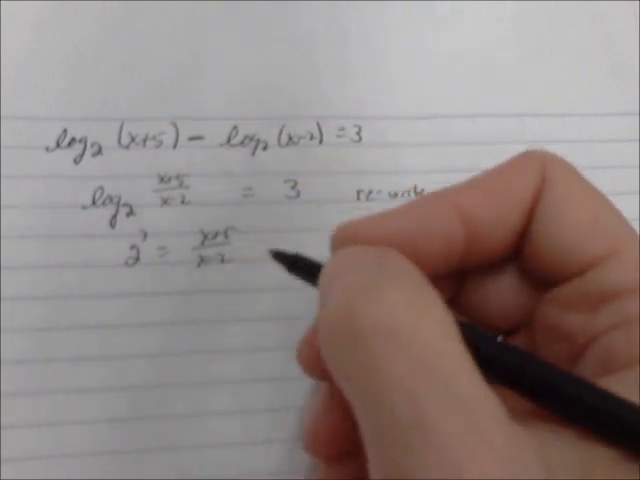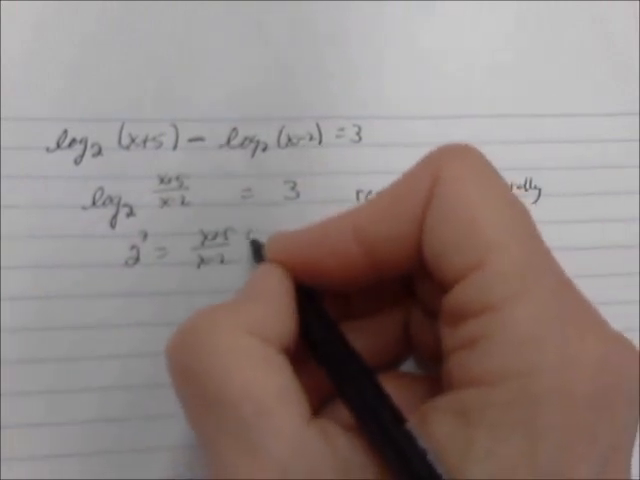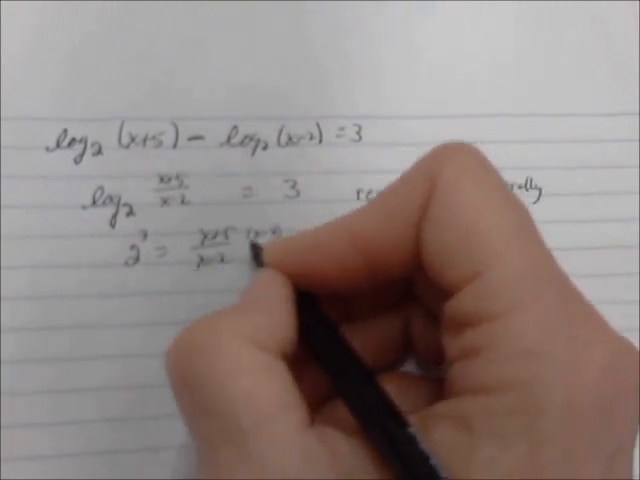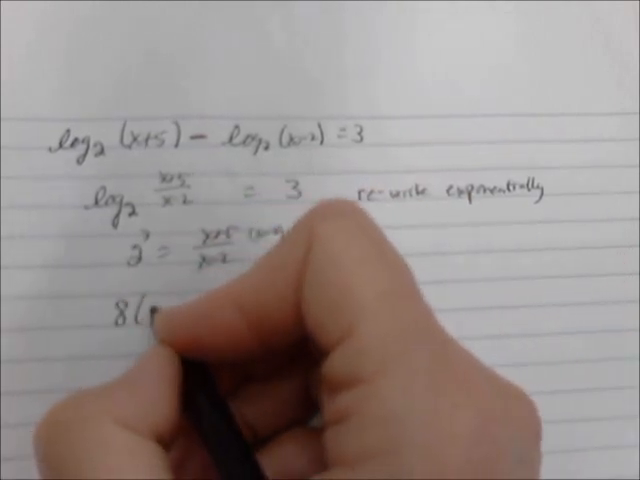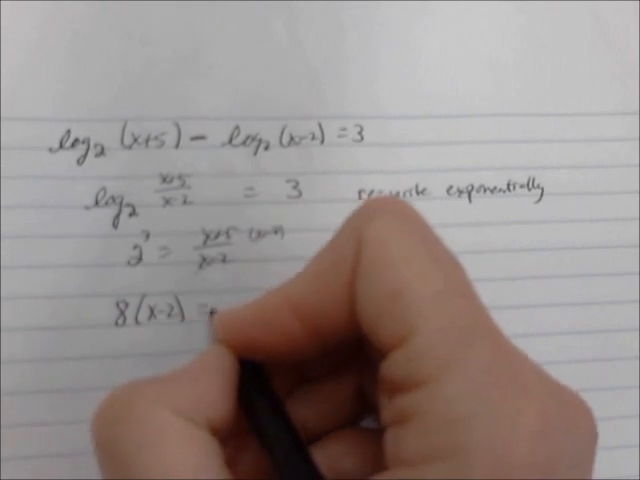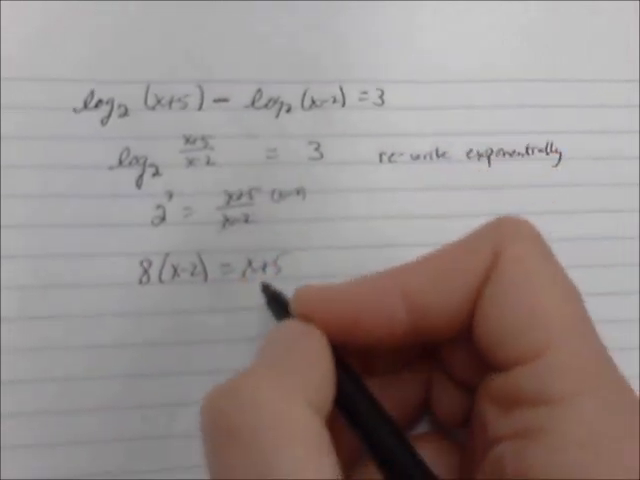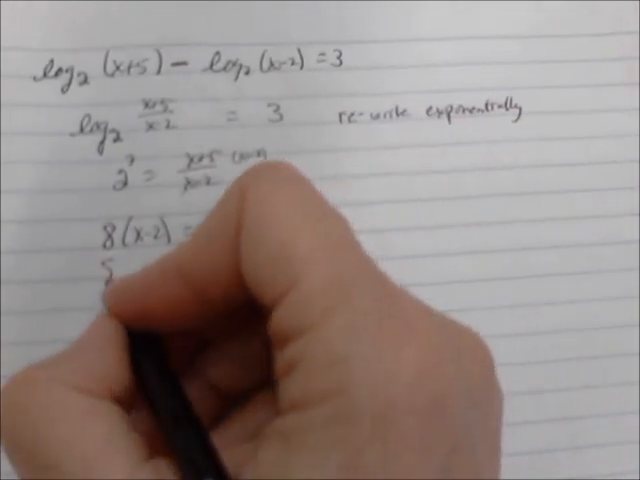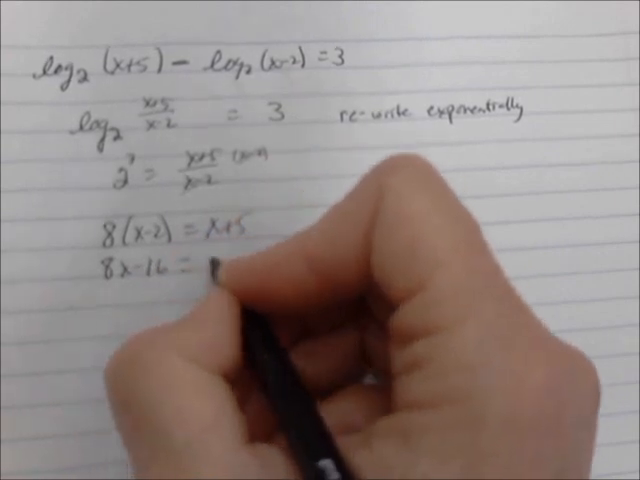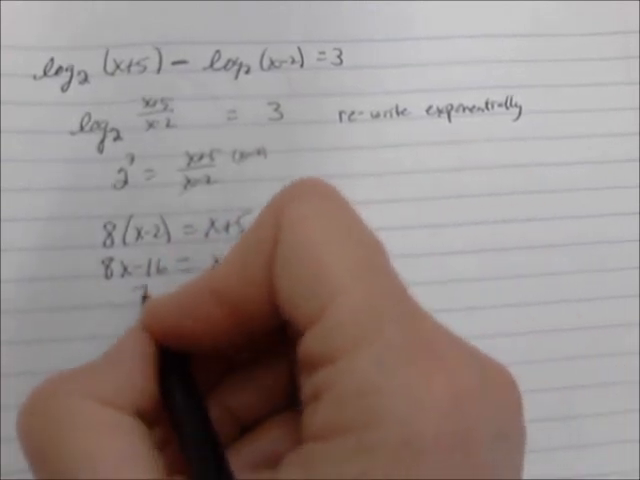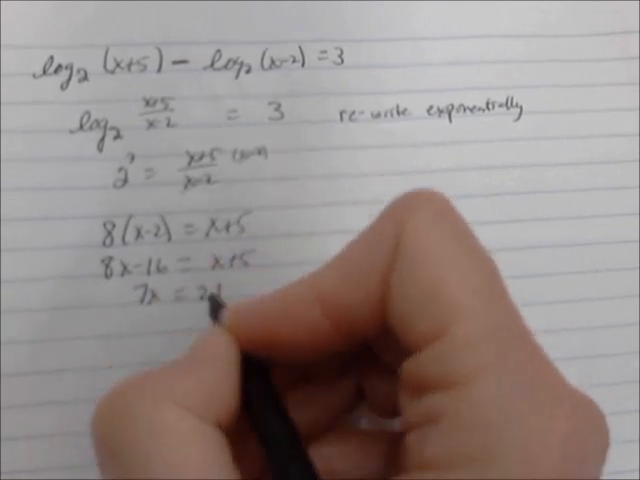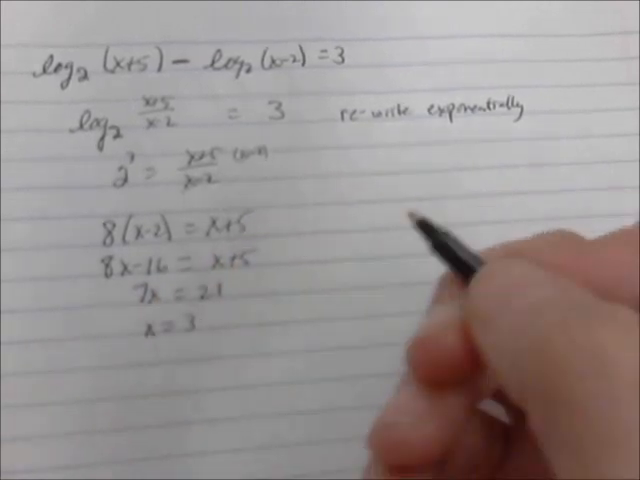And to solve this for x, you're just going to multiply both sides by x minus 2 to get rid of that denominator. And 2 to the third is 8. So 8 times x minus 2 is equal to x plus 5. Distribute and then solve for x. So 8x minus 16 equals x plus 5. Subtract x and add 16, so you've got 7x is equal to 21, so x is equal to 3.